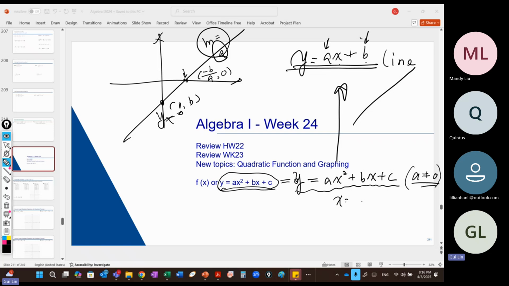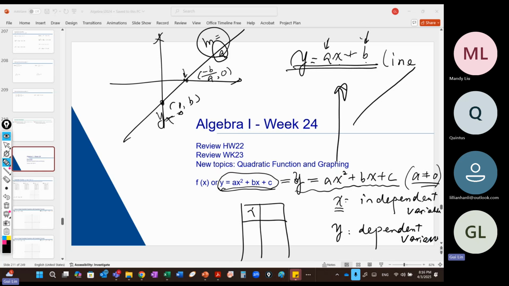So x we call the independent variable. When x is given, y is determined, right? Y is the dependent variable. When x equals 0, y equals c, right? When y equals 0, here I have two solutions, if they exist. At least you can see this is the y-intercept, and this is the x-intercept. So when y equals 0, it translates into finding the solution of this quadratic equation. Does it make sense? Makes sense. All right.